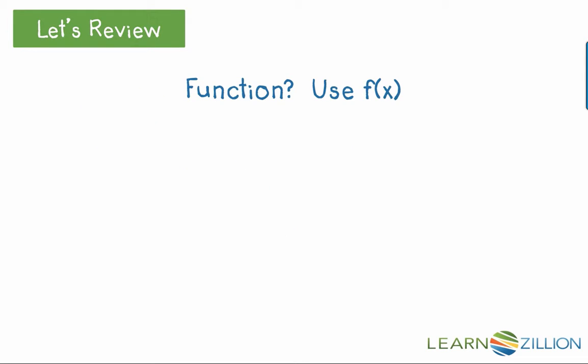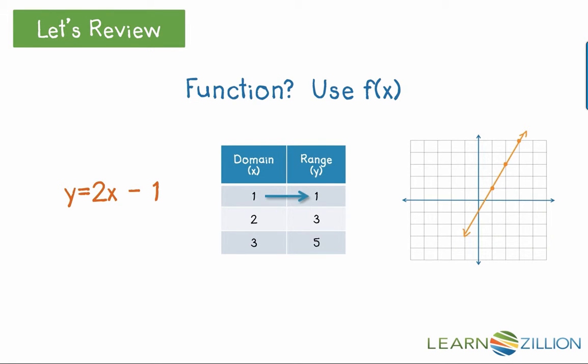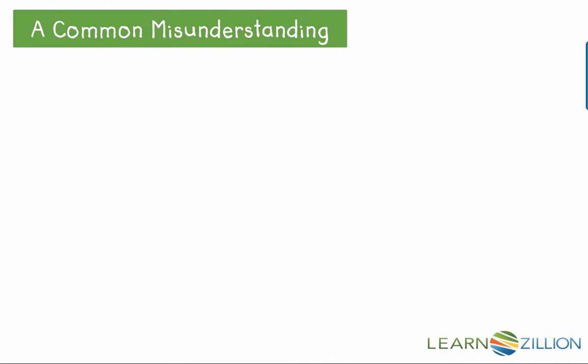Let's review. Once we've determined whether or not a relation is a function, and this one is because each input only has one output, we replace y with function notation, and the most common form of function notation is f of x. Well, when using function notation, there are two misconceptions that we need to clarify.